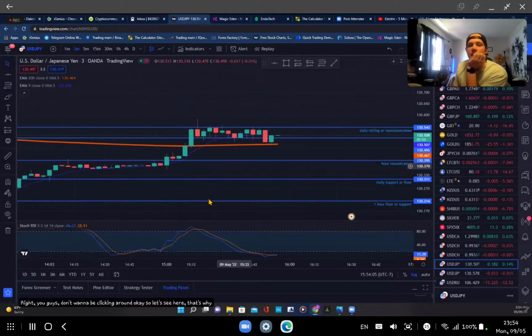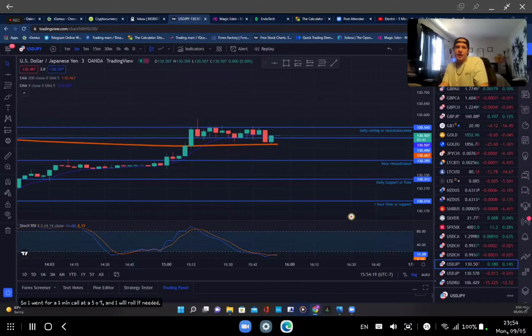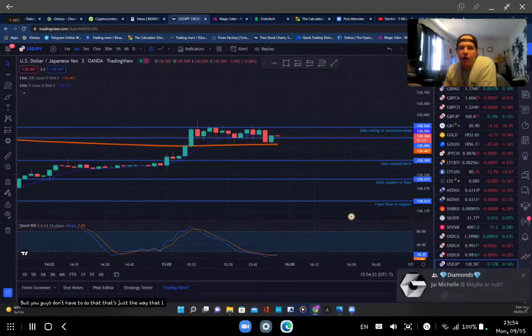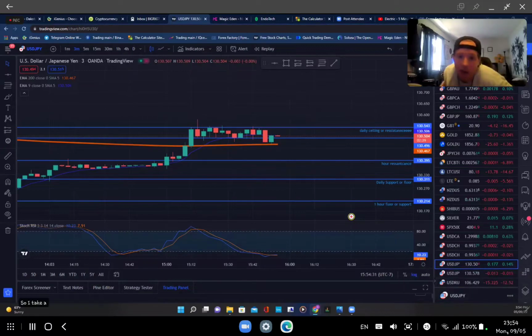Let's watch it. This is where patience comes in. We don't chase the market, right? So I personally, right now, I'm thinking it's going to go up to that daily resistance line right there. So I went for a 1-minute call at a 507 and I will roll if needed because that's my style. But you guys don't have to do that. That's just the way that I trade. I roll with style. So I took a 507 and I rolled it.